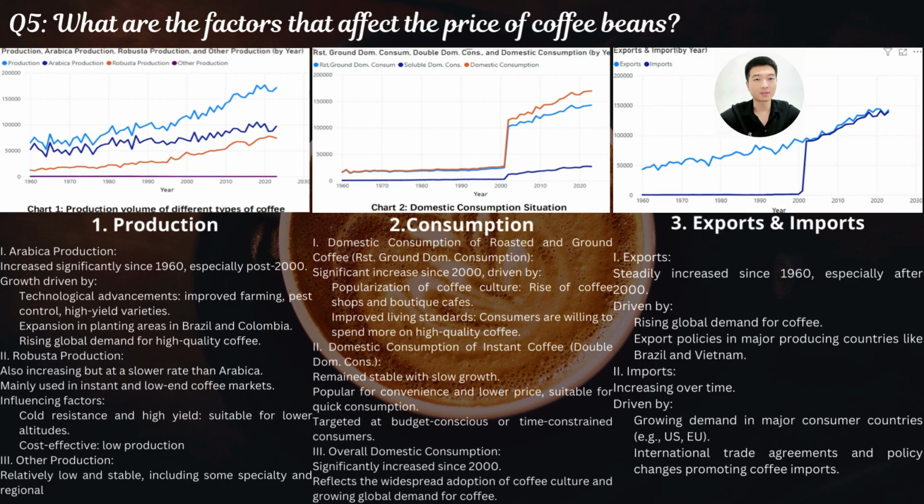And then the third is exports and imports. They both have grown steadily since 1960s, especially after 2000 year. And the fourth is total supply. The total coffee supply has significantly increased since 2000, driven by higher production and export volumes, indicating a well-supplied global coffee market. Finally, the fifth is starting stocks and ending stocks. Inventory levels vary due to market demand and supply changes.